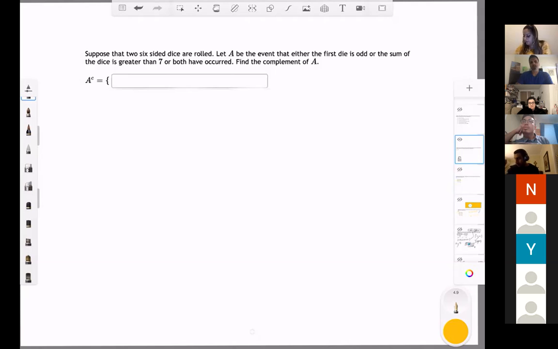$100,000 question. Suppose that 2 6-sided dice are rolled. Let A be the event that either the first die is odd or the sum of the dice is greater than 7, or both events, both of them. Find the complement of A.